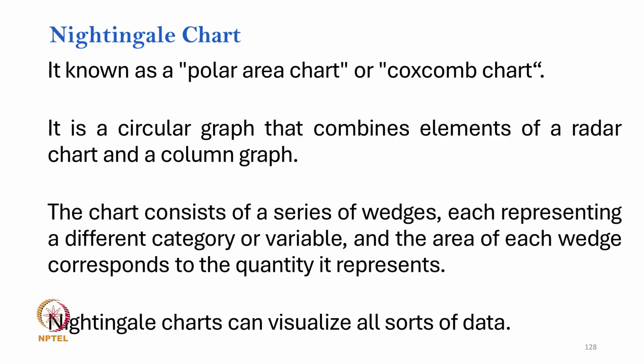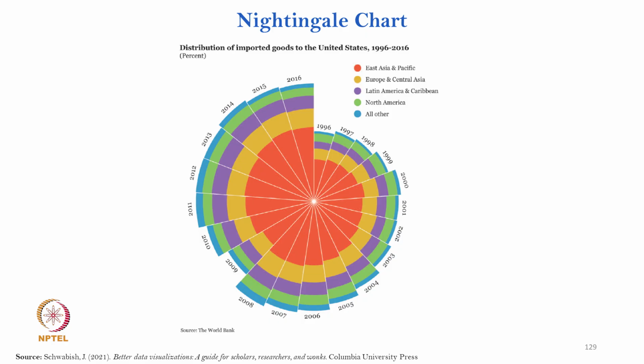Another chart is the nightingale chart. It is also known as the polar area chart, a circular graph that combines elements of radar charts and column graphs. The chart consists of a series of wedges, each representing a different category of variable, and the area of each wedge corresponds to the quantity it represents. This kind of chart can visualize all sorts of data.